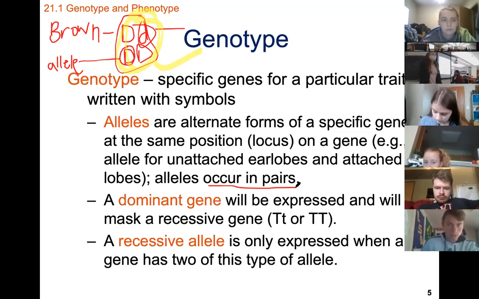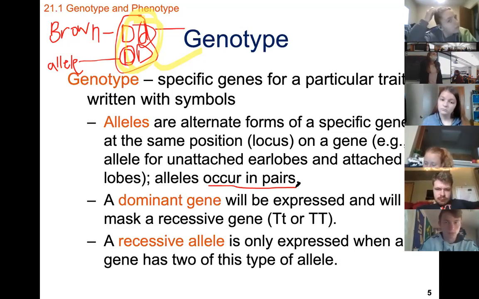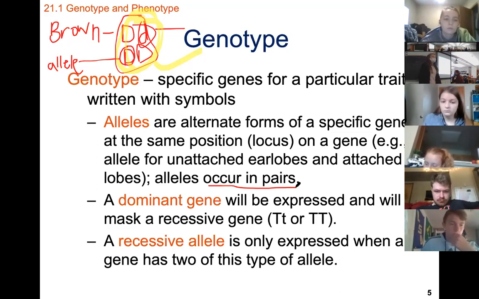When you have something that is the same, like big T, big T, or little t, little t, those are considered homozygous. So you can be homozygous dominant or homozygous recessive. The one that you guys can't see on the board in class here is recessive allele. It is only expressed when the gene has two of the same type. So in order to show the recessive trait, you have to have two small letters.